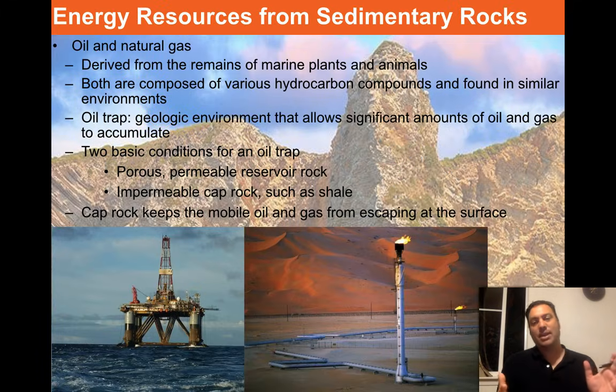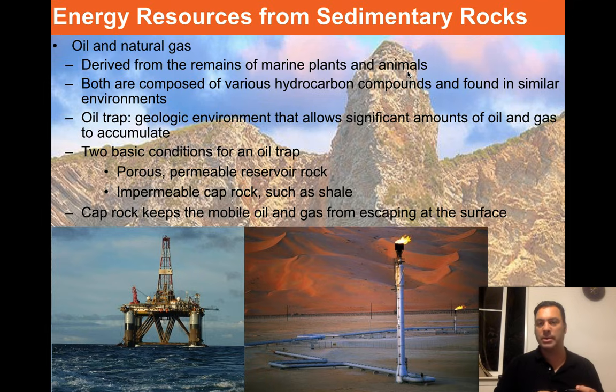And of course, we can't talk about sedimentary rocks without talking about oil. Oil is probably the most important resource on planet Earth aside from water itself. So oil and natural gas are derived from the remains of marine plants and animals. Oil forms in a different kind of environment than coal. Coal forms up on the land in a swampy environment, but oil and natural gas actually form in the open ocean from these little tiny marine animals and plants.